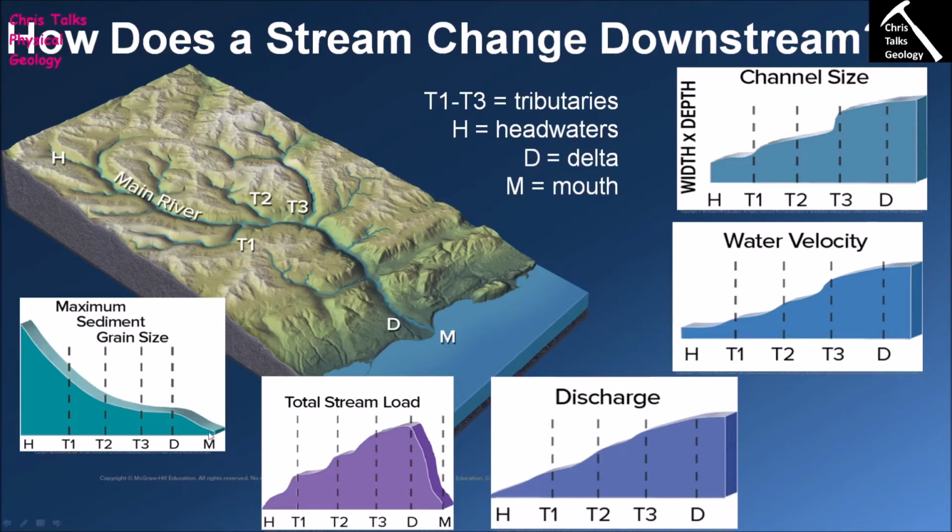Obviously, by the time we hit the mouth of the river, the water comes to a near complete stop as it exits the delta and goes into the larger body of water. And so at this point, the grain size typically becomes very, very small clay, or no sediment left whatsoever. So you can see that our river system undergoes these 5 major changes as it progresses from the headwaters to the river mouth.